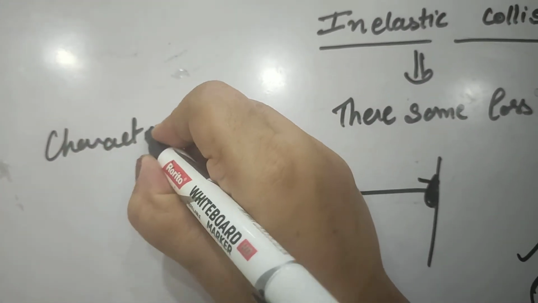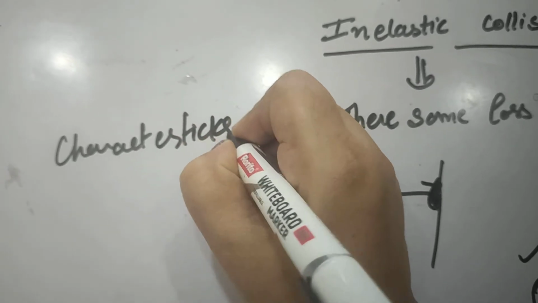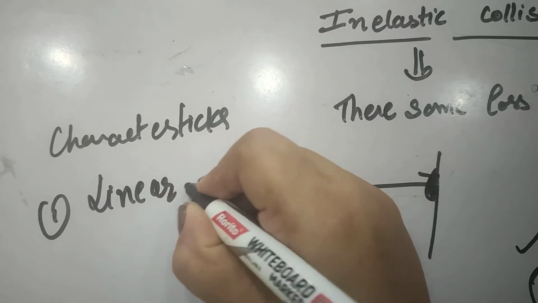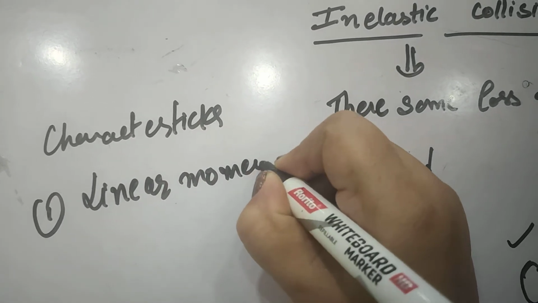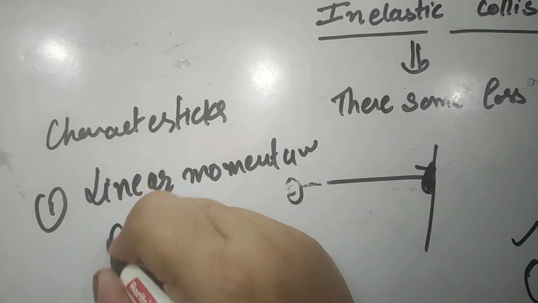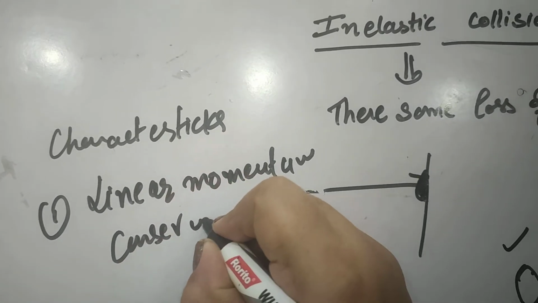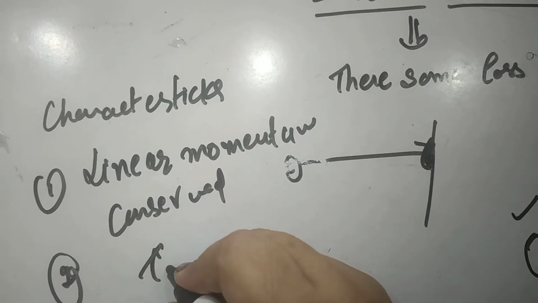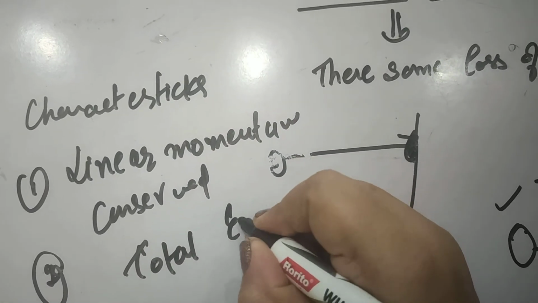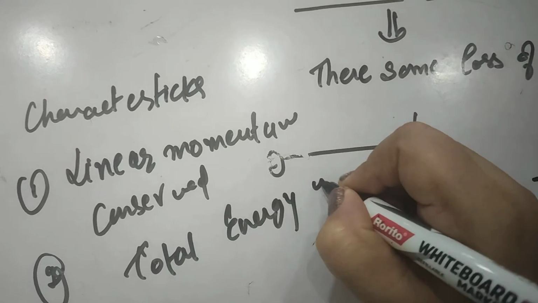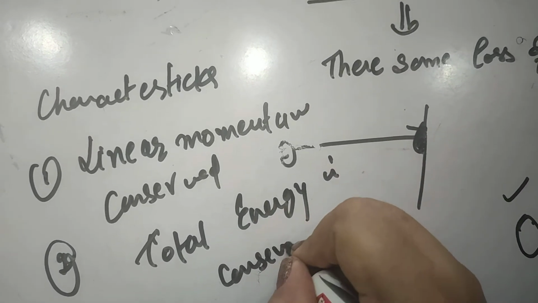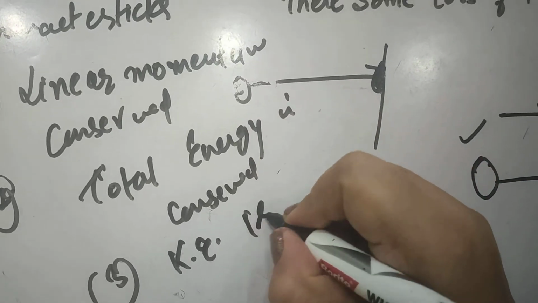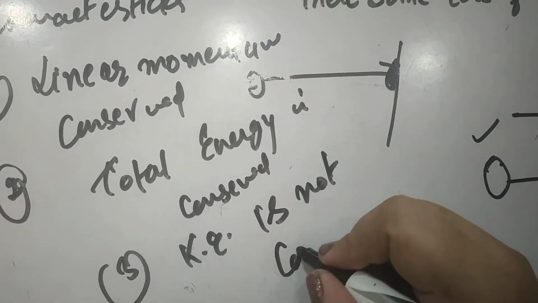So what will be the characteristics? Characteristics are, number one, linear momentum is conserved. Second one is, total energy is conserved, but kinetic energy is not conserved.